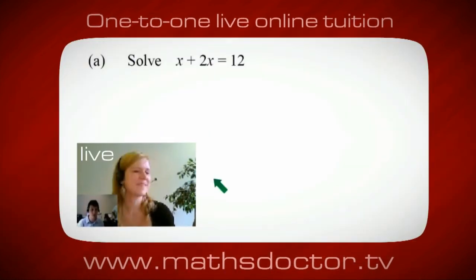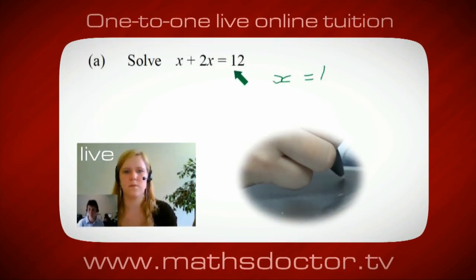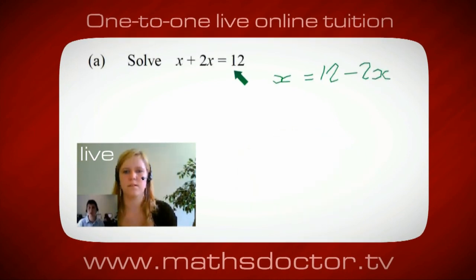So let's have a look at this one. So solve x plus 2x equals 12. So what do you think you do first? Okay, well, I want x on its own, so I would put x equals 12 minus 2x. Okay, so a lot of the time we want to get x by itself, but what we want to do first is get all of these x's together.